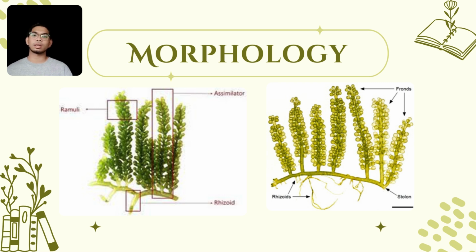We can start with the color it has. They appear green due to the chlorophyll pigment in this alga. Next, the morphological feature is the thallus. It is highly branched. It can grow up to 10 centimeters long.